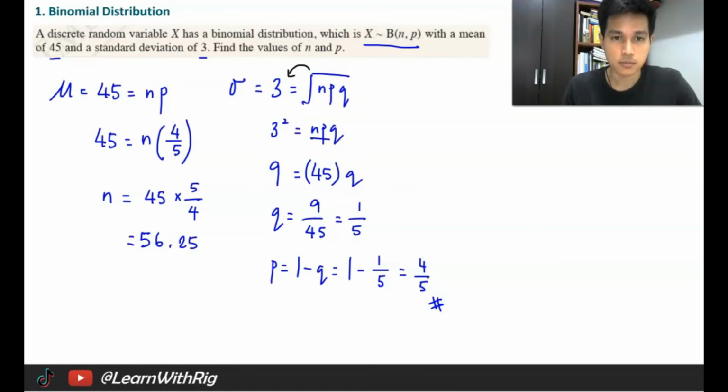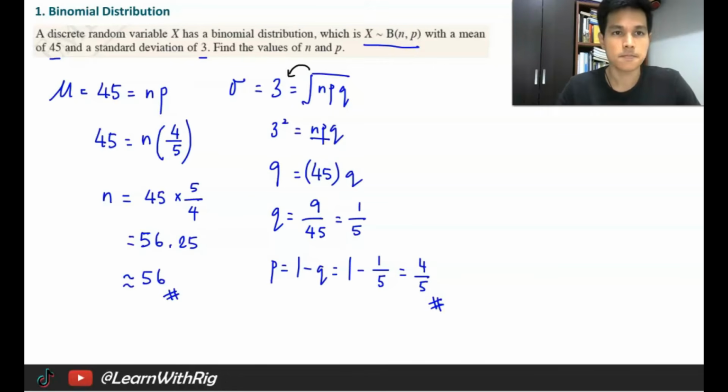So this is approximate. Of course, the N value cannot be, I told you before, right? Binomial shouldn't be with decimal, it should be a discrete value. So the closest value you can round to is 56. Because behind here is 2, right? So the 2 you cannot round up, so it remains as 56. So the N value is 56.